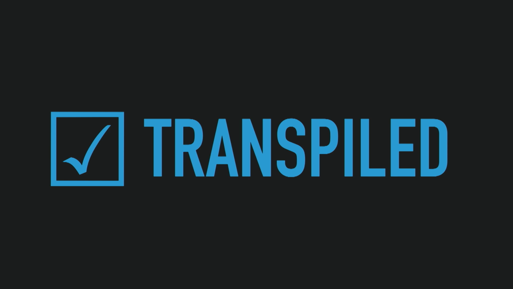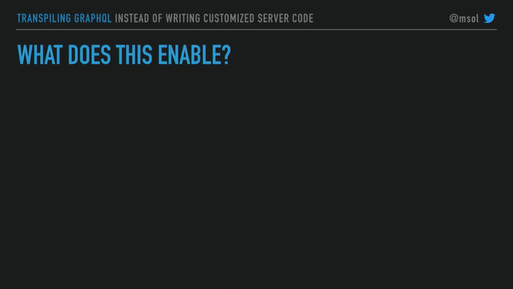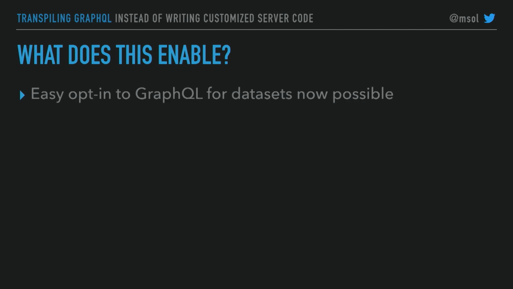All right, so now we've seen how we can automatically generate implementations for queries. So let's go back and see how we did on our goals. Let's see what this enables for us. So now we've made it possible for us to build a system with easy opt-in to GraphQL for data sets. We haven't built that whole system here. We just did the transpiling piece, but we've kind of opened the door. Because we eliminated the need for developers to make changes in the API layer, building a system like that will be a lot easier.